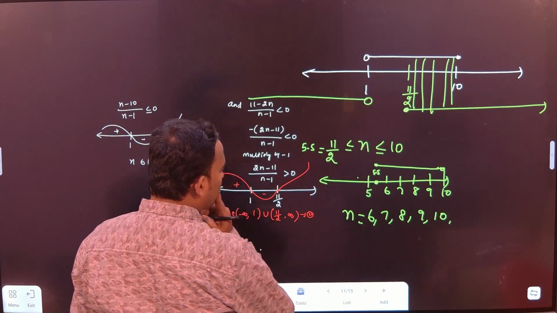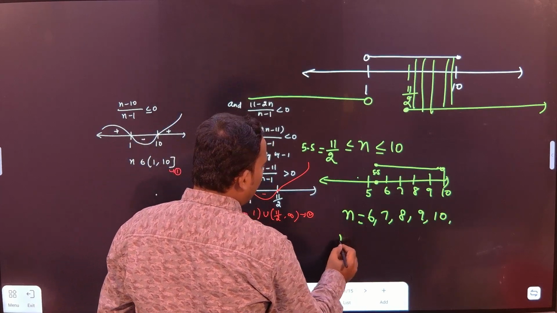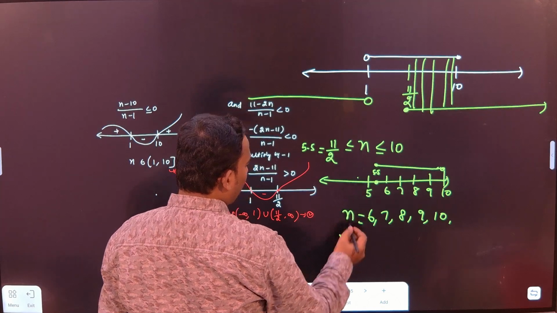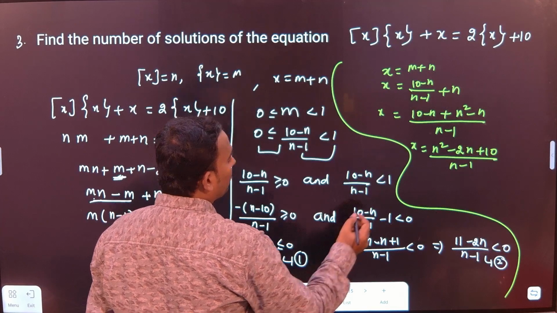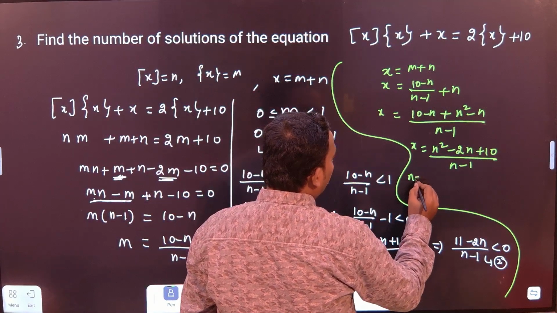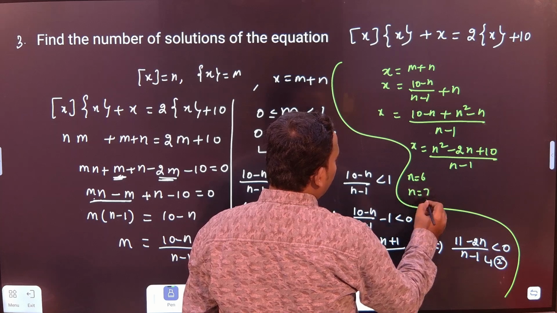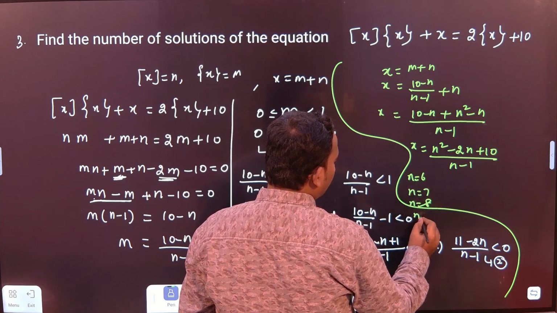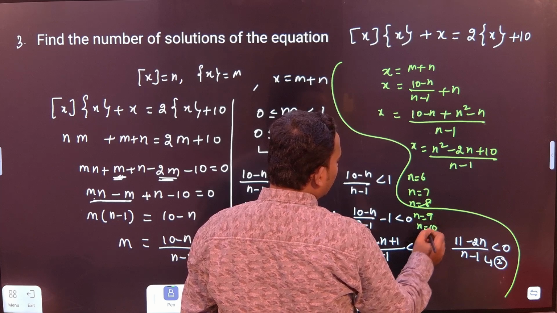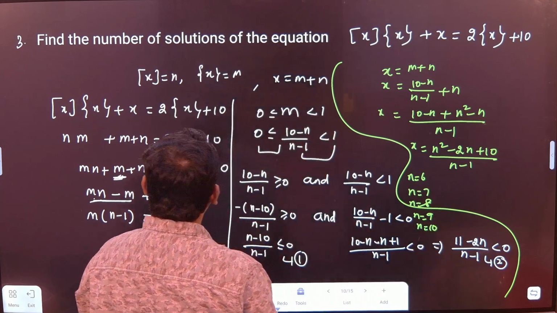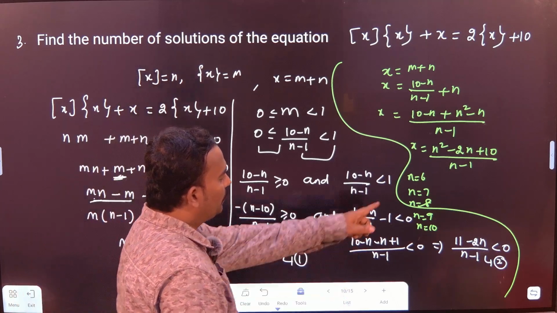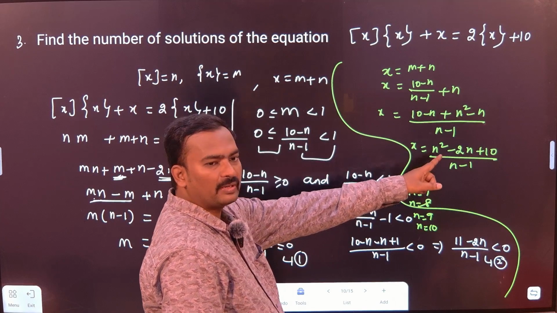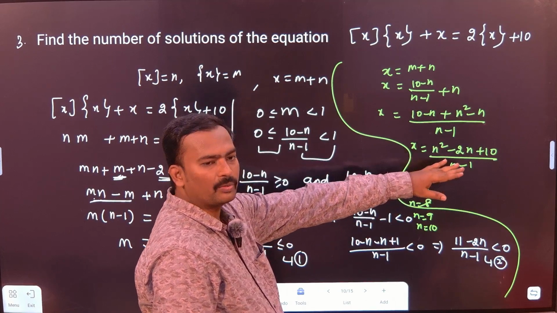Suppose n is equal to 6, you can take n is equal to 7, n is equal to 8, n is equal to 9, n is equal to 10, you can see. You can find the number of solutions, right? So if you put n here, you will get one solution. Just you can find out here.